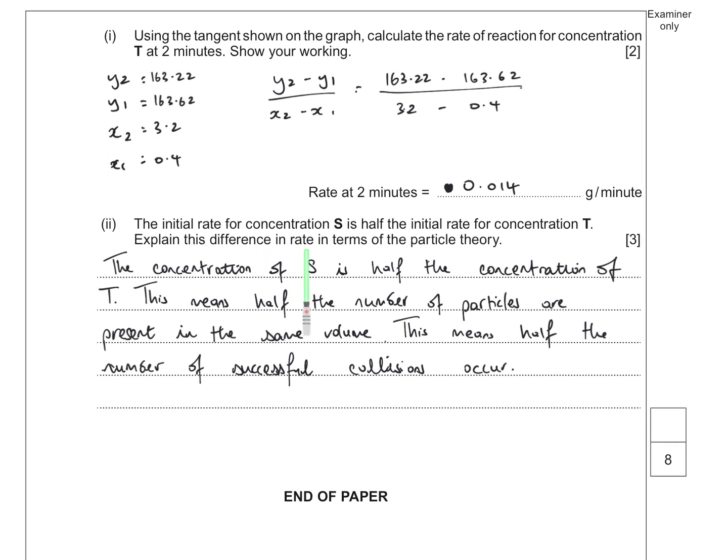The initial rate for concentration S is half the rate for concentration T. Explain this difference in terms of particle theory. So, if it's half, it is slower. So what we need to remember is the slower rate happens with a lower concentration. So if it's half the rate, that tells me for my first mark that the concentration of S is half that of T. That means that I've got half the number of particles present in the same volume, which means half the number of successful collisions occur. So those are your 3 marks.